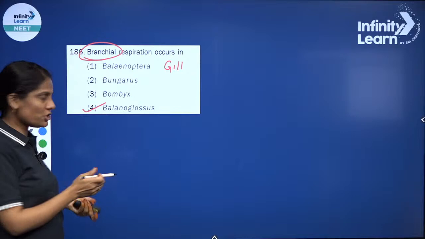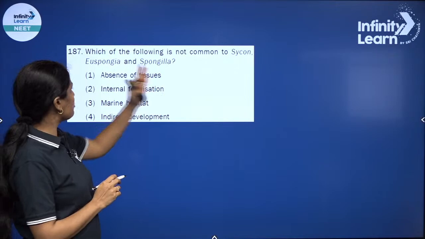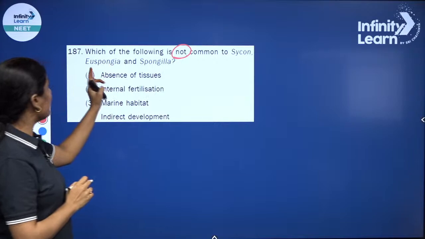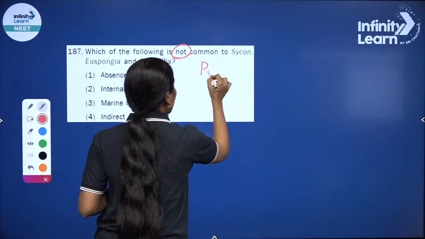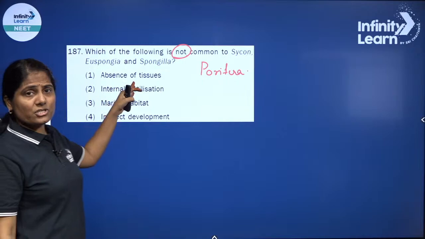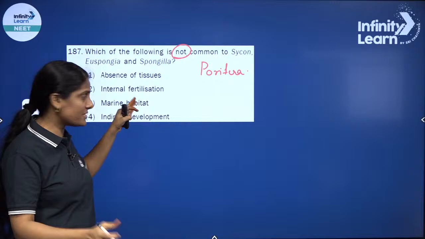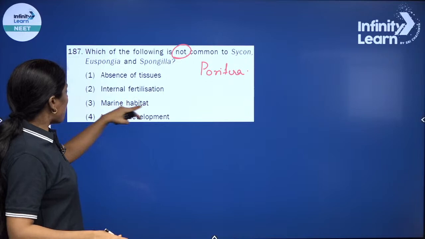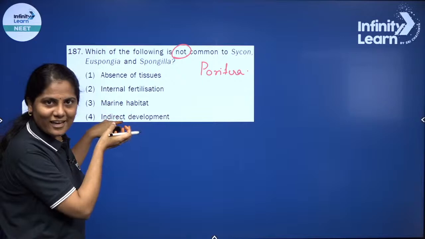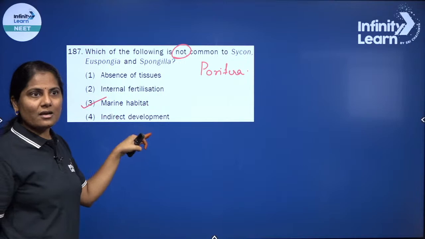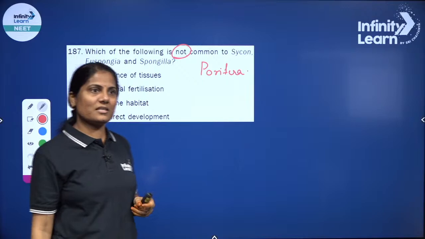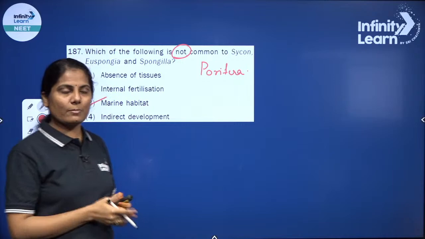Which of the following is not common to Scypha, Euspongia, Spongilla? So again, pay attention to this. First of all, let's understand they all belong to phylum Porifera. So absence of tissues, yes, they are all cellular grade of organization. Internal fertilization, yes. Indirect development, yes. There's parenchymula. Then marine habitat, you see a fresh water sponge there, the Spongilla. The rest belong to marine. So which is not common will be the marine habitat. Three is your answer. Yes, Taruni, Shashi also joined. Excellent, Shashi, and you have come up with the right answer as well.